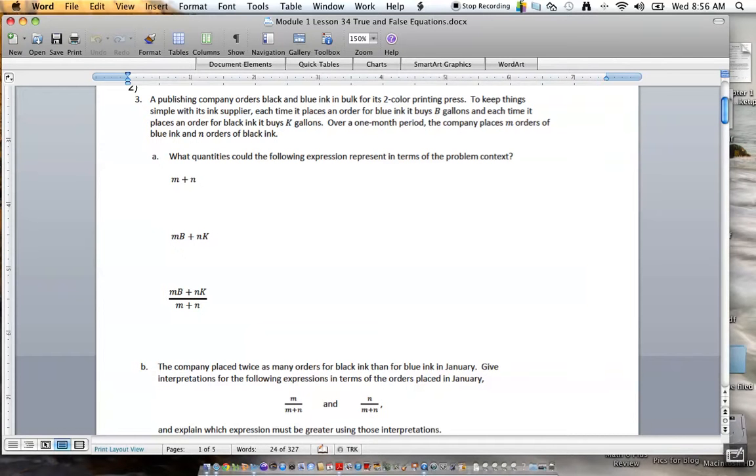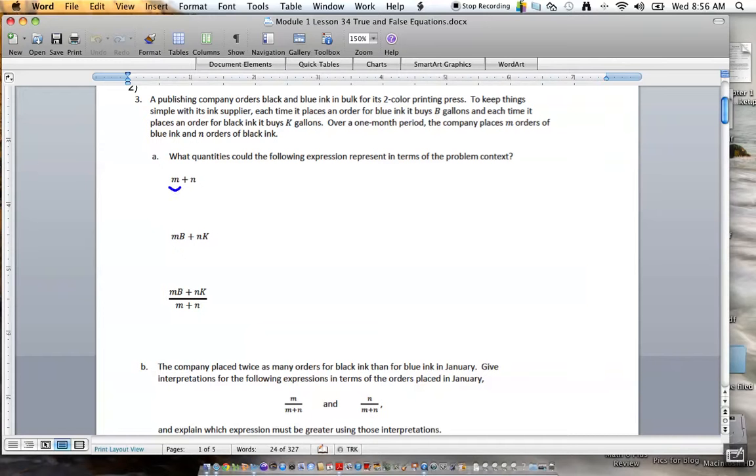A publishing company orders black and blue ink in bulk for its two-color printing process. To keep things simple with its ink supplier, each time it places an order, for blue ink it buys B gallons. So capital B is for blue. And then for black, capital K. Obviously, you don't want to use B. Over a 1 month period, the company places M orders of blue, N orders of black. What quantities could these represent?